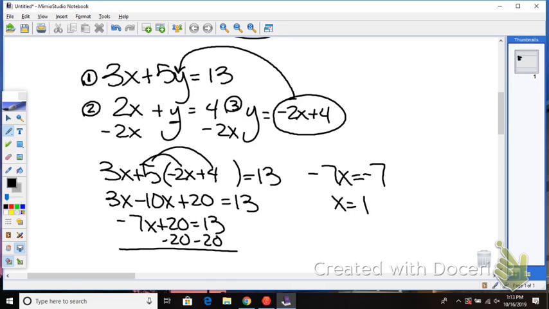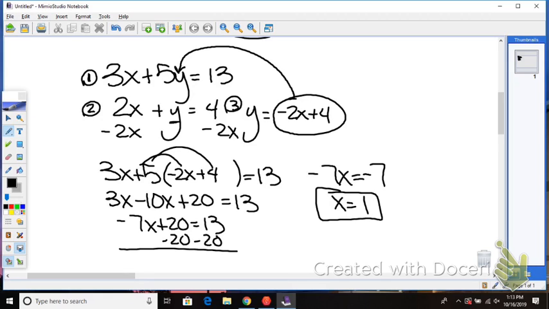Okay, let's see if everybody got the same x as I did. Did you get x equals 1? Okay, so now I need to plug this x in, and I need to solve for y. I have 3 choices. I can go into equation 1, equation 2, or equation 3. All 3 will work. There is one that's easier. What's the easier equation? 3. Because if you plug in here, you don't have to move anything around.